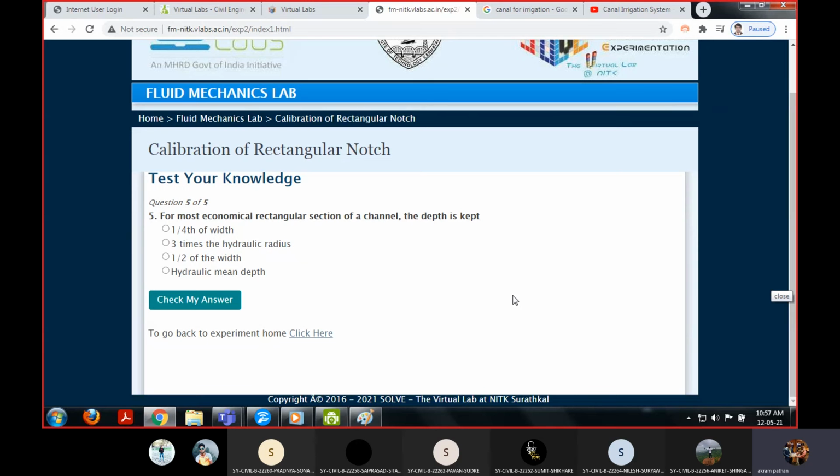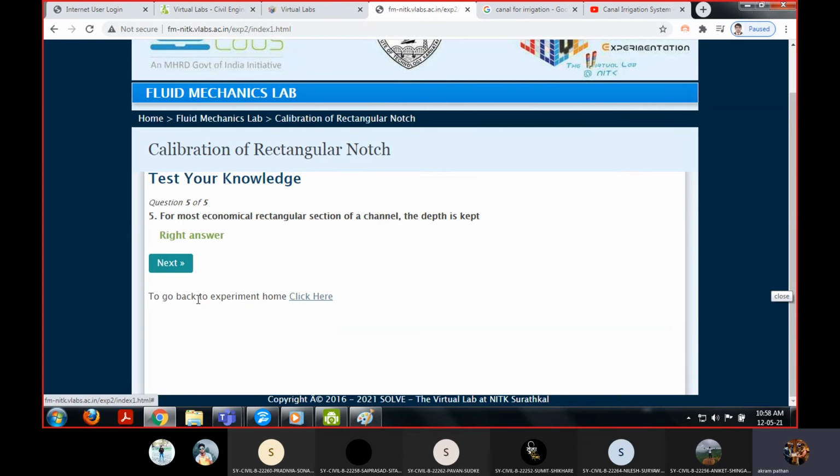So for most economical rectangular channel section, the depth is kept. Sir, third option, 1/2 of width. Yes. That is the correct one. Right answer. Okay.